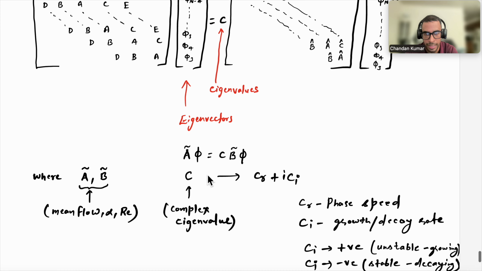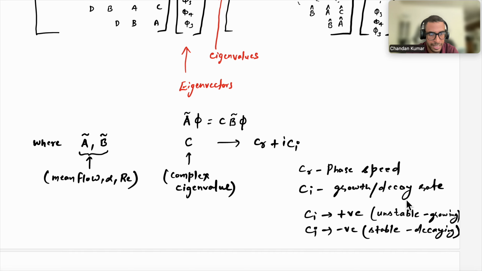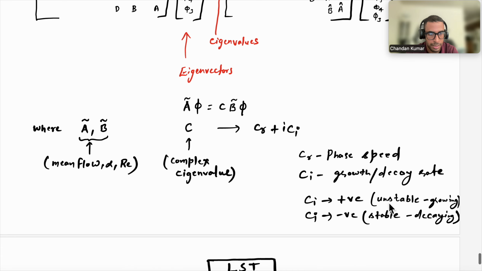So here we have the same equation that we saw above, which is an eigenvalue problem, where A tilde and B tilde hold the mean flow information, the wave number, which is alpha, and the Reynolds number, and C is a complex eigenvalue that we are going to solve for. We will get a real part and an imaginary part. The real part will give the phase speed, and the imaginary part will give the growth or decay rate. When Ci, the imaginary part, is positive, it indicates an unstable growing wave. When Ci is negative, it tells us that the wave is stable and decaying.